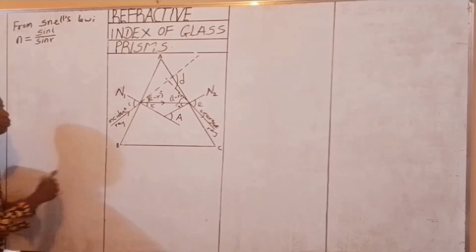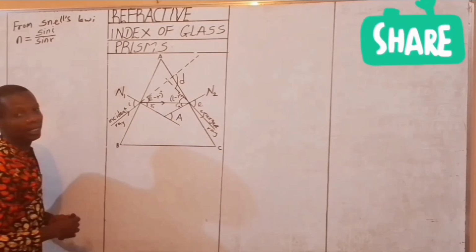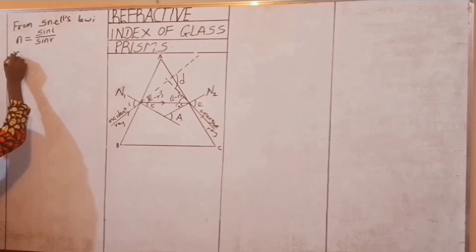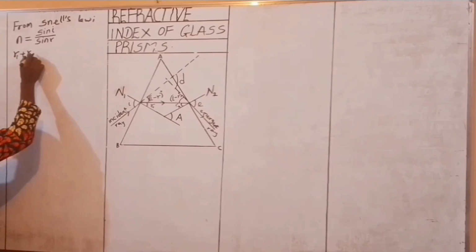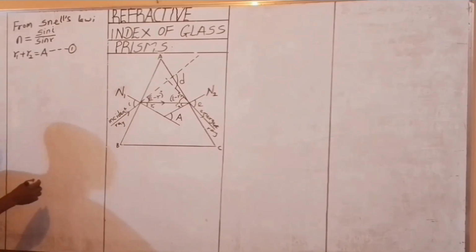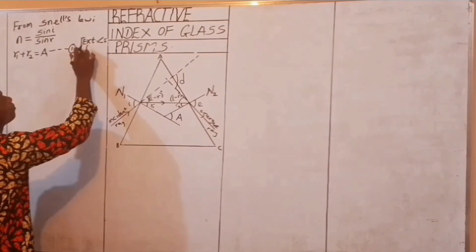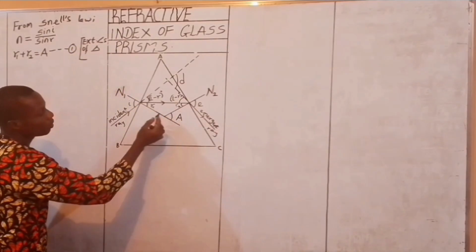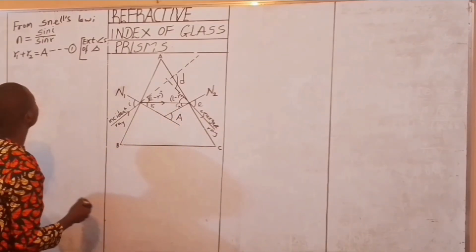From the lower triangle, we have r1 plus r2 equals A. So we are going to write that r1 plus r2 is equal to A, equation 1. What is the reason for this equation 1? Exterior angle of the triangle, of this triangle, that is A. If you add these two, it is equal to A.